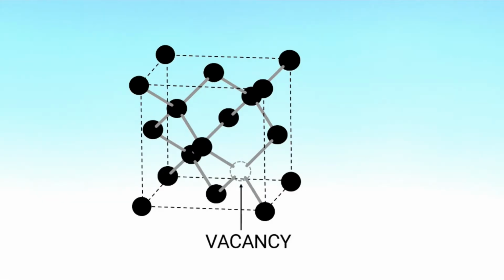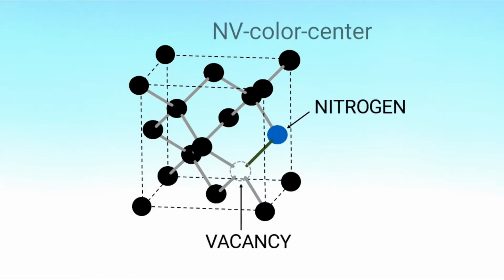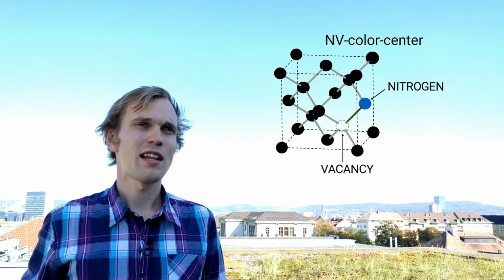If we have this vacancy and we take away a carbon atom next to the vacancy and replace it by a nitrogen atom, then we create another type of crystal defect, and we call this a nitrogen vacancy center, or an NV center for short. And this NV center interacts with light and hence gives the diamond a color.